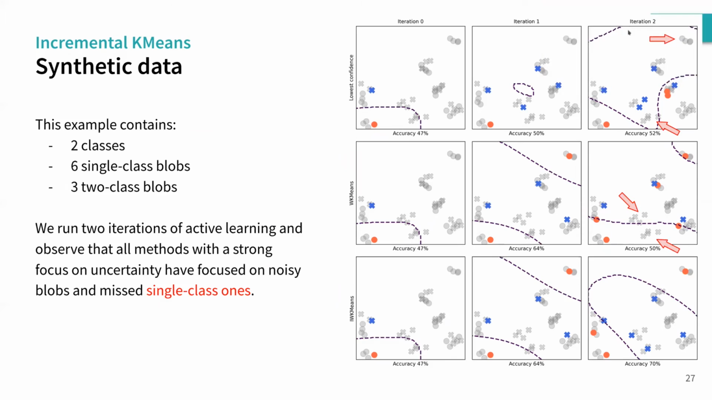I'm sorry, it's a bit complicated because we had to add a lot of data to see something. But it's basically an example where you have single class blobs here and noisy blobs there. We run 2 iterations of lowest confidence sampling, WK-means, IWK-means, and we observe that the uncertainty-based method, the pure one, tends to ignore the single class blobs and focus on noisy blobs. Here, 3 samples selected in this noisy blob. Same for WK-means, several samples selected in noisy blobs and some single class blobs that have been ignored. On the other hand, the IWK-means has spread its selection much better.